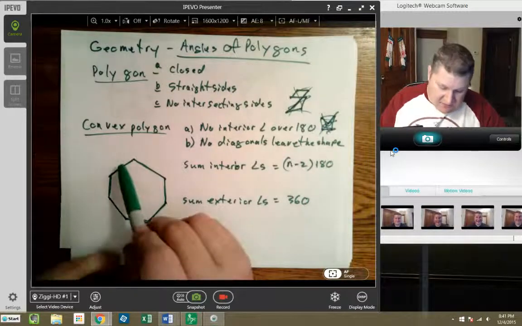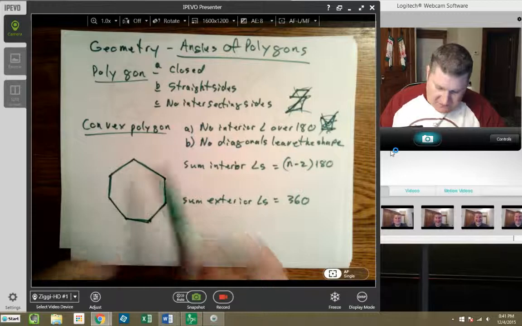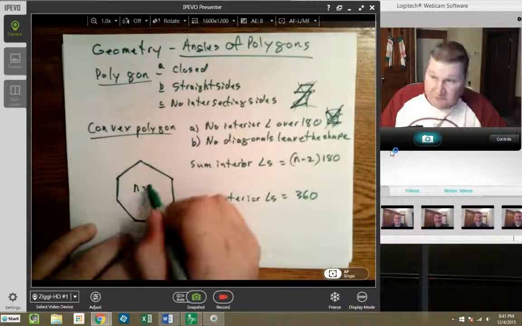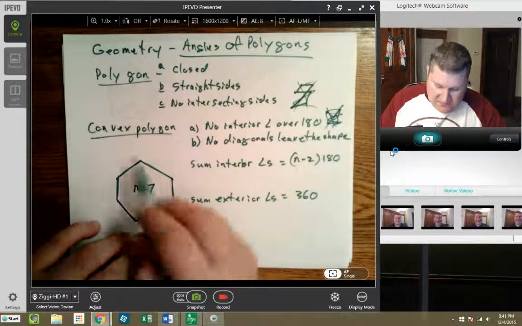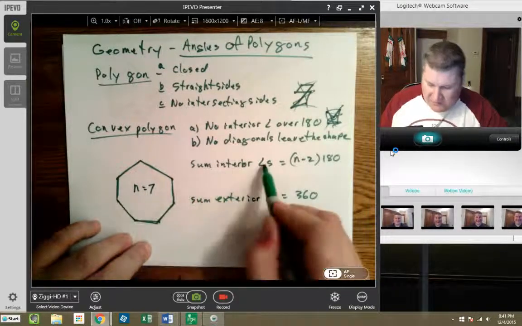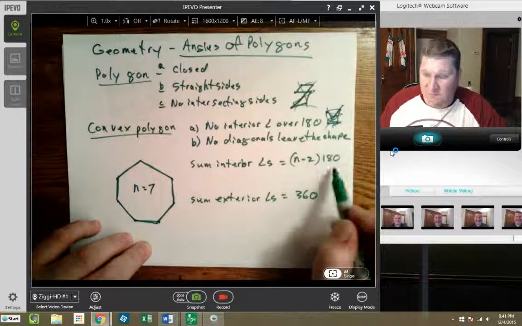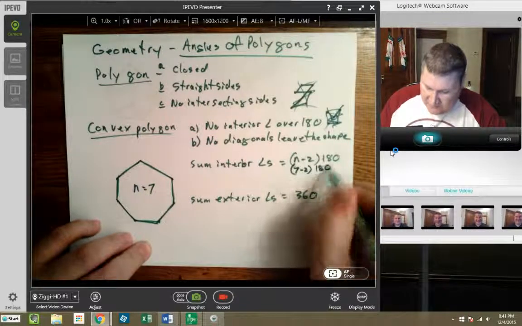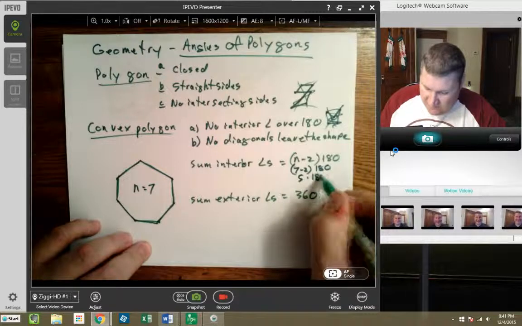Now, in this case, I have 1, 2, 3, 4, 5, 6, 7 sides. Okay, so in this case, n equals 7. Now, if I have 7 sides, what is the sum of the interior angles? Well, it's n minus 2 times 180. So I simply say 7 minus 2 times 180. So that's 5 times 180.